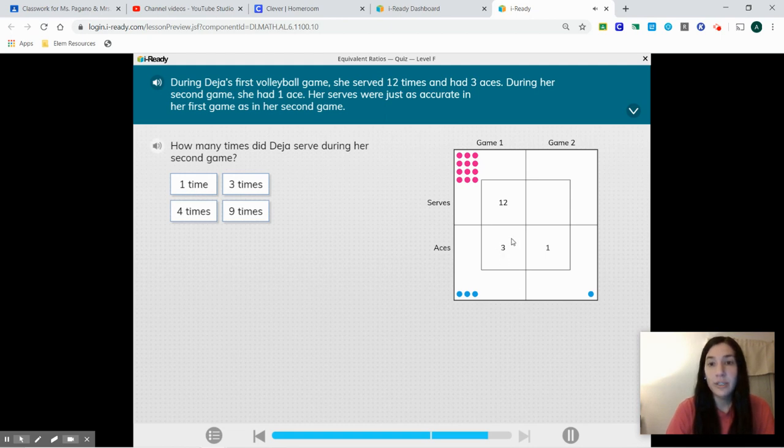Okay, so if we look here, we're going from 3 down to 1. So we know we're dividing by 3. So we need to do 12 divided by 3, which will give us 4. So she served 4 times.